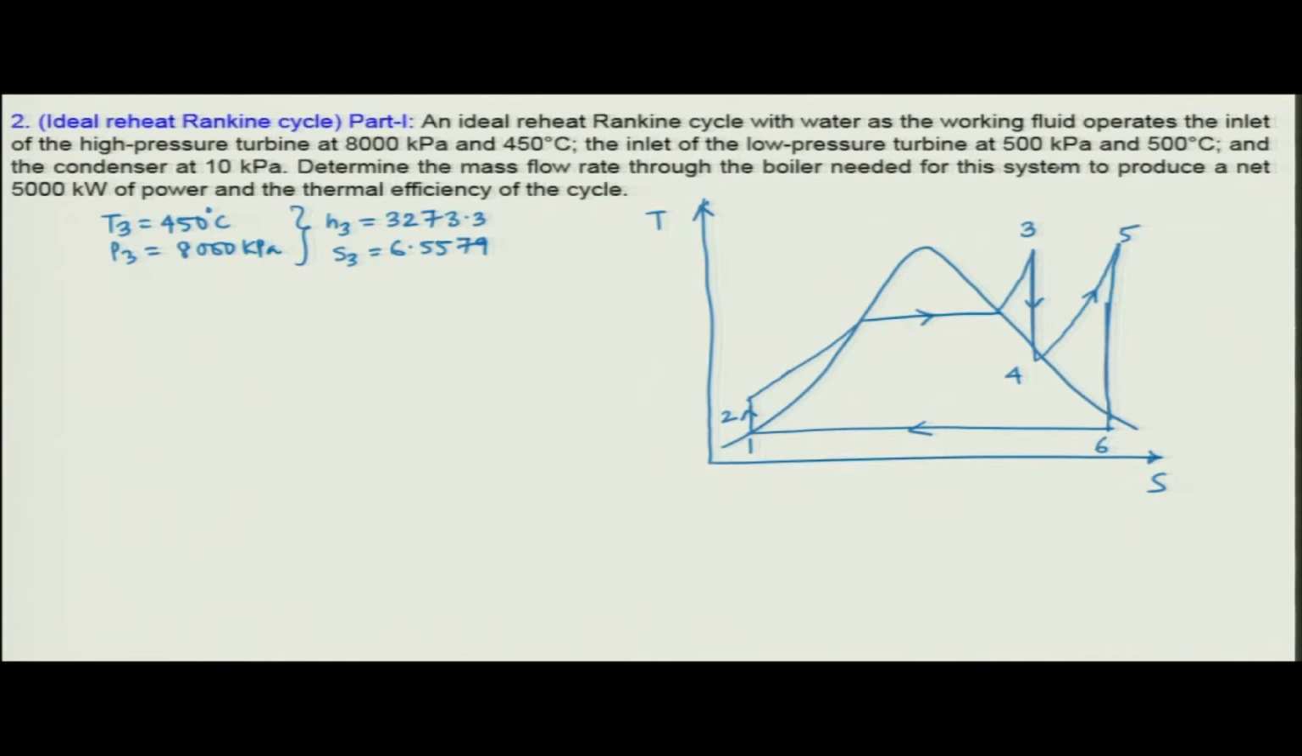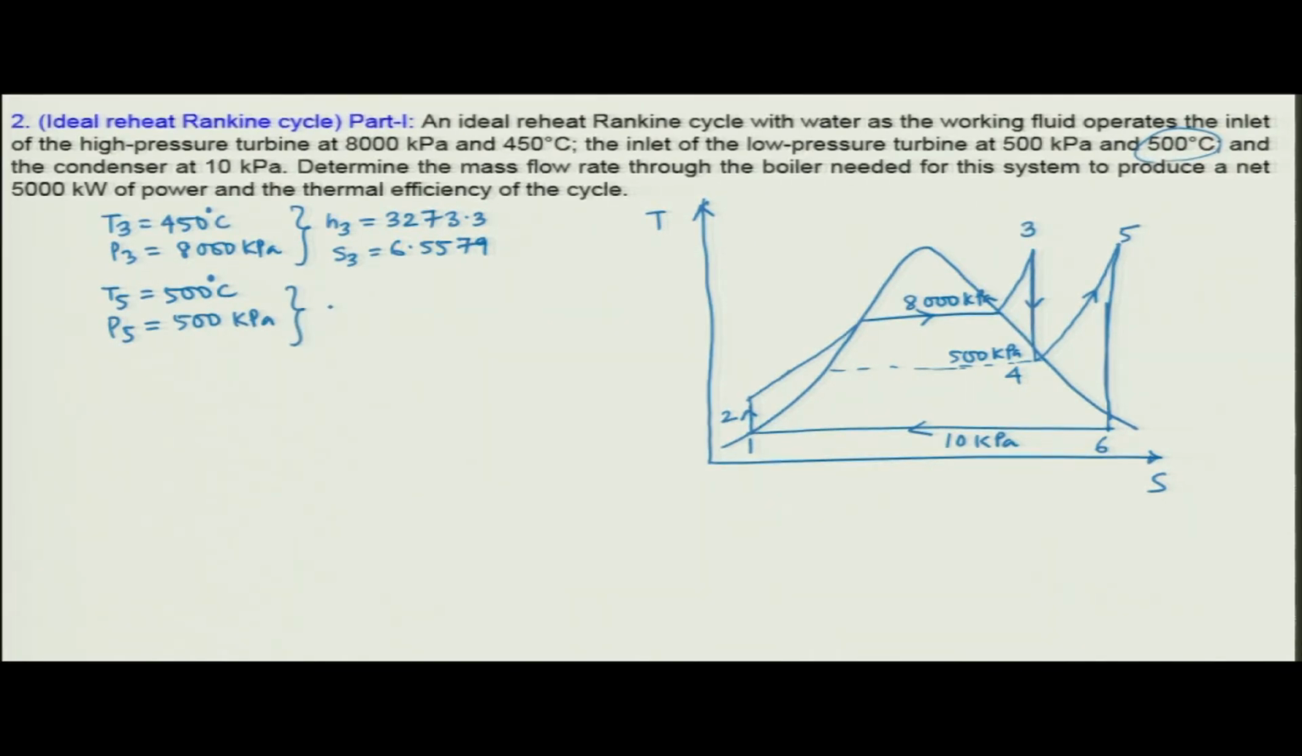Okay. Now, what is happening here? The inlet of the low pressure turbine is given, that is 500 kilopascal. So, this is basically 500 kilopascal. If I draw a constant pressure line, this is your 8000 kilopascal, and the condenser pressure is given, that is 10 kilopascal. Okay. And temperature corresponding to this inlet of the second turbine, that is the low pressure turbine, is 500 degree centigrade. So, what is given, T5 is 500 degree centigrade. So, after reheating it becomes 500 degree centigrade, and P5 is basically equal to P4, that is 500 kilopascal.